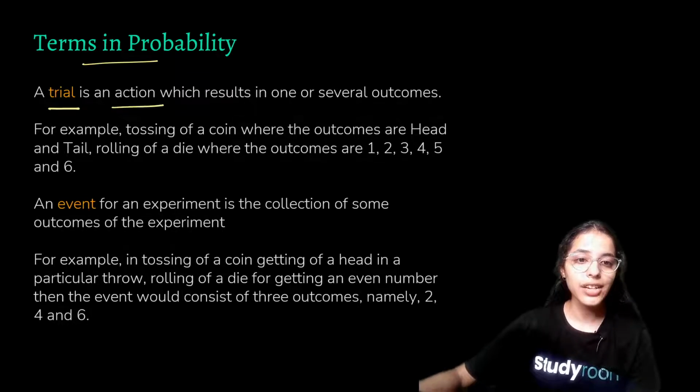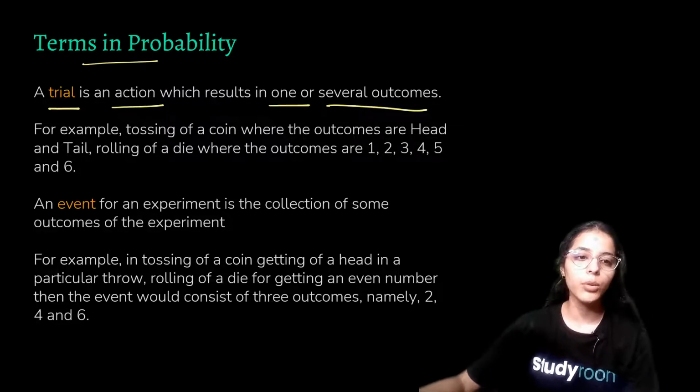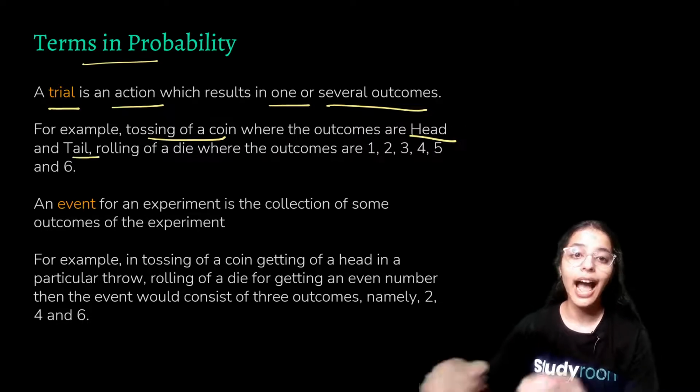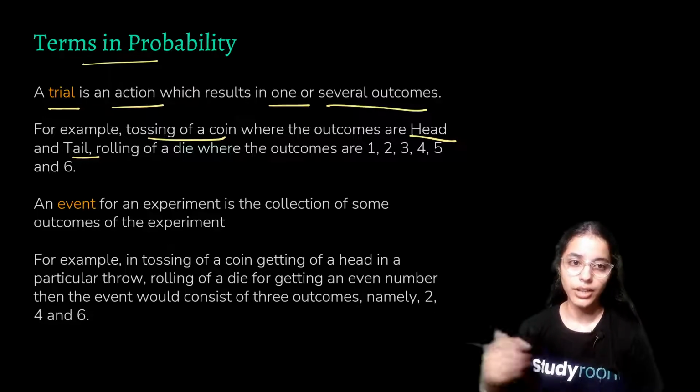A trial is an action which results in one or several outcomes. Now for example, when you toss a coin, you get outcomes as heads or tail. That is an action performed to get the outcomes of the action.